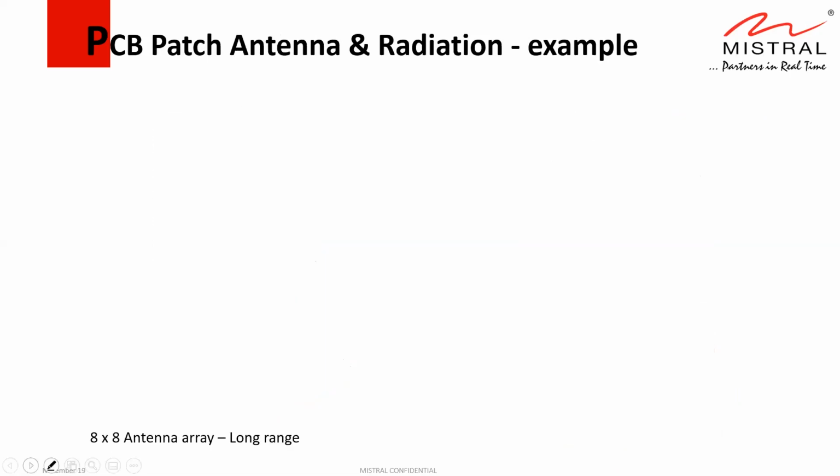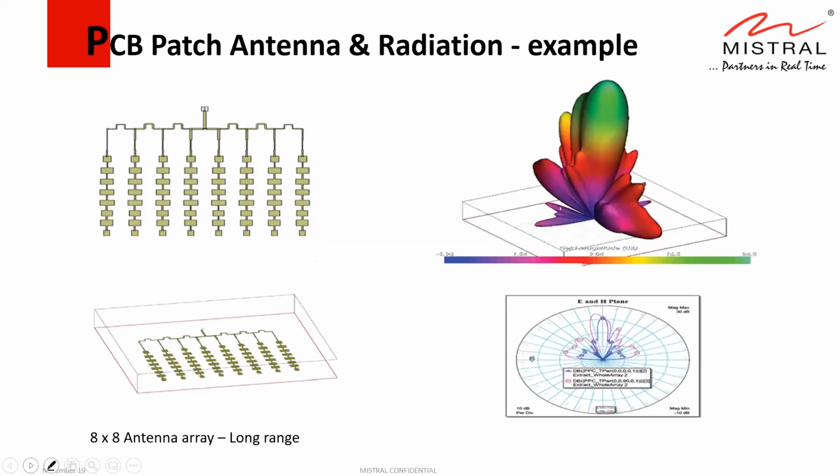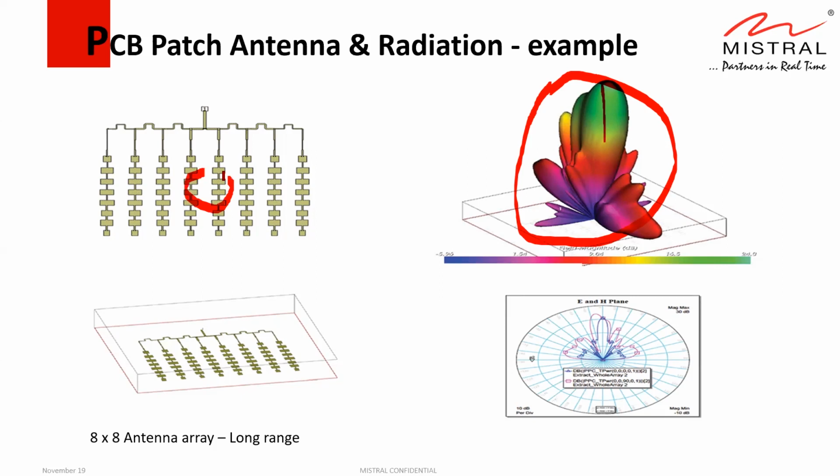This is an example here. We are showing an 8 by 8 antenna array. This antenna is suggested for long range. You can see the 3D radiation pattern is going to be like this. The energy is focused in the middle. So generally the energy is going to get focused in the middle. That's how this pattern works. And the E and H plane curves are defined like this.